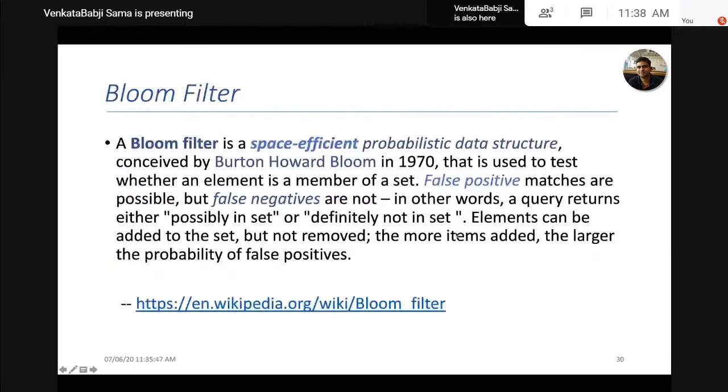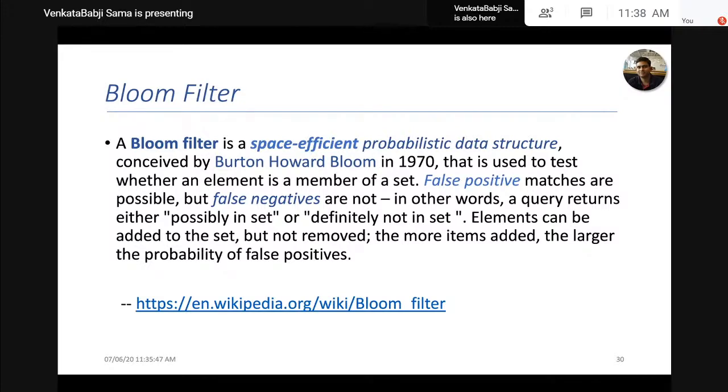So now let us look into, as a curious learner, what Wikipedia says about the Bloom filter. This is how it defines it, using proper scientific terminology like false positives and false negatives. So I thought I would take the opportunity to introduce this terminology.